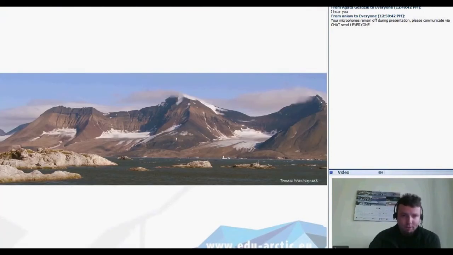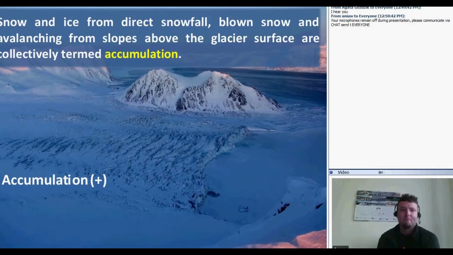Even in valleys close to each other, the glaciers can have different sizes and shapes, and they really depend on local conditions. They depend on accumulation and ablation. So what is accumulation? Snow and ice from direct snowfall, blown snow, and avalanching from slopes above, because there are mountains around the glaciers, so there can be avalanches, are collectively termed accumulation. That's the added material, accumulation of ice and snow on the glacier.